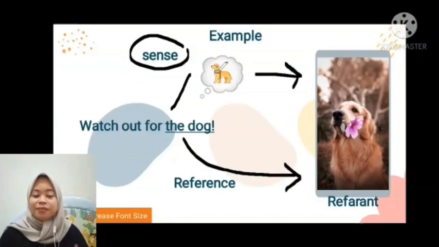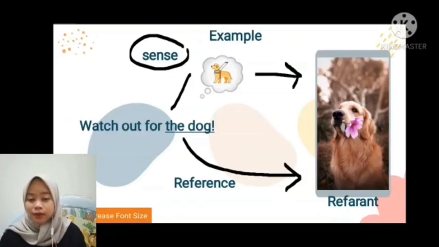So another example, if I say to you, watch out for the dog, and the dog is in front of you, the animal dog is the referent, and what I say, the dog, is the reference, not the sense again. If you just imagine the dog and the dog is not here, and you think about a dog, it's called sense. But if the dog is here, you can see the dog, it is called reference.